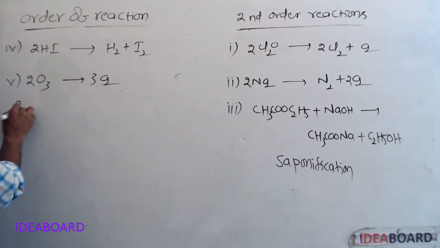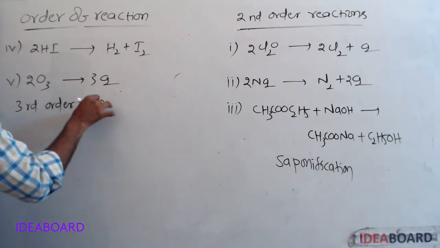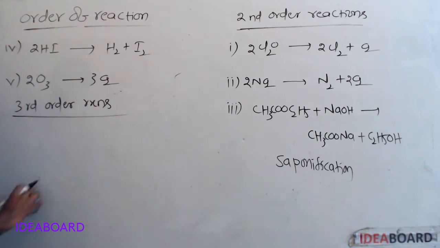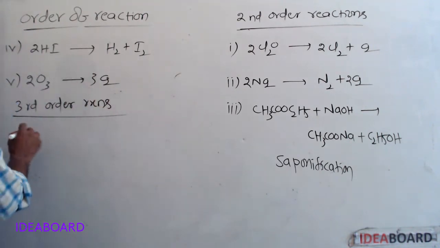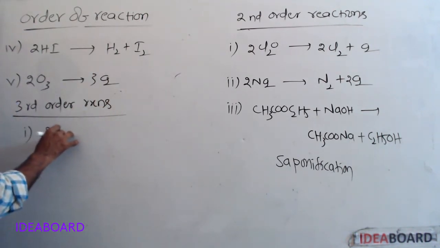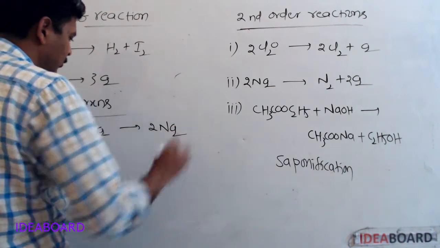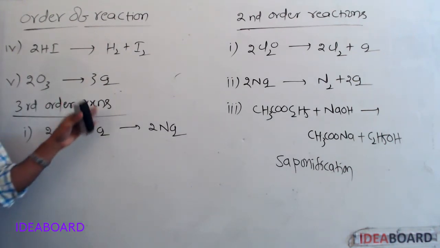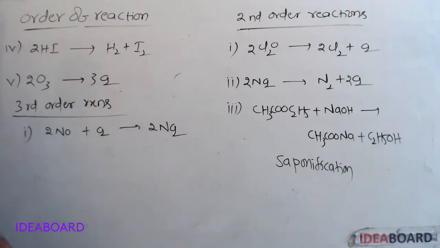Next, third order reactions. In third order reactions, the overall order of reaction is 3. Example, 2NO plus O2 gives rise to 2NO2. 2 moles of nitric oxide plus 1 mole of oxygen gives rise to 2 moles of nitrogen dioxide. This is a third order reaction.